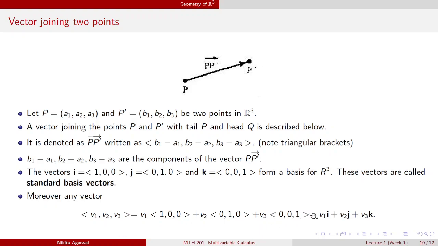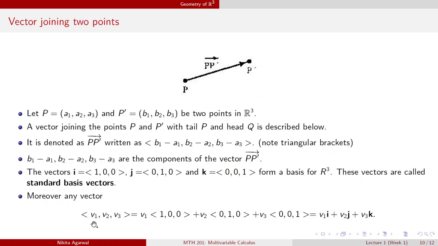Now how do you get this? If you multiply v1 by this, you get v1, 0, 0, then 0, v2, 0, then 0, 0, v3, and when you add them component-wise, you get v1, v2, v3. So this can be written as v1 i plus v2 j plus v3 k.